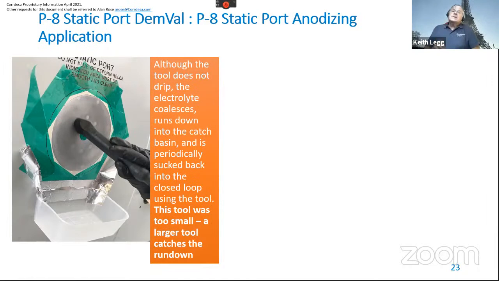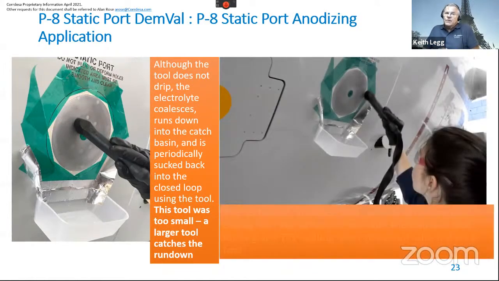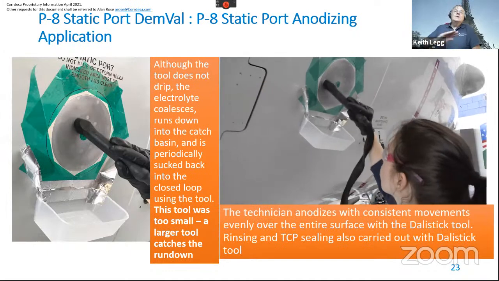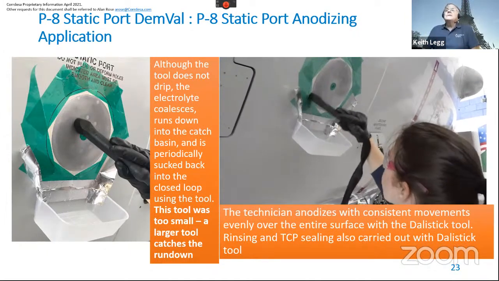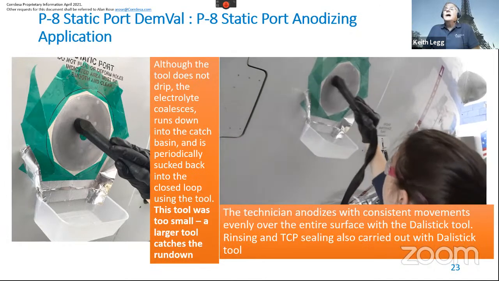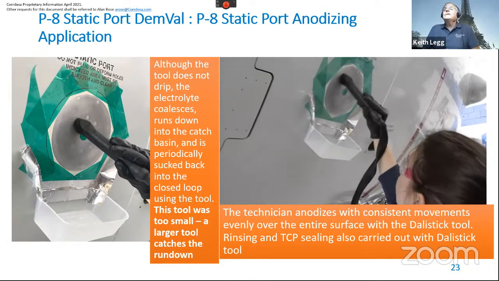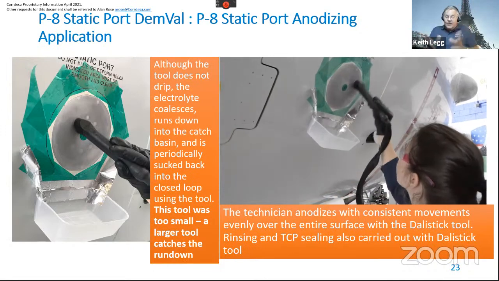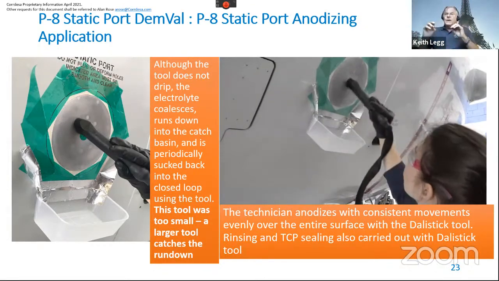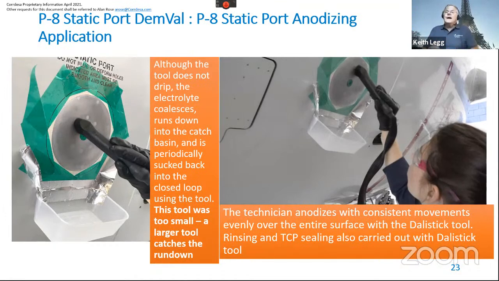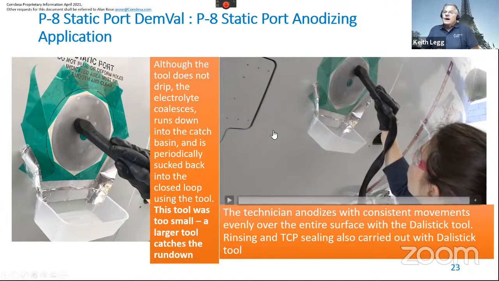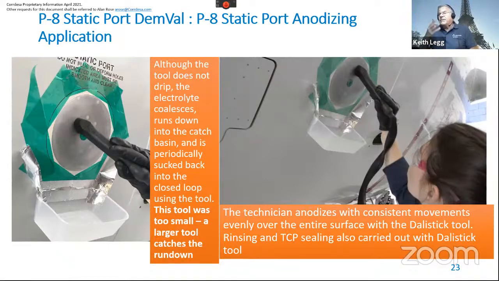Also, this is a very small tool, much smaller than we would use in production. You can see the way that she's coating, that she's doing this. You have to move the tool over the surface because it's a small tool, and because the small liquid droplets would tend to coalesce and run down. They have to be caught. A bigger tool would move over those areas and catch them all very easily, but a small tool can't. So she just allowed them to run down into here and then sucked them back out with the tool again, and carried on using it.